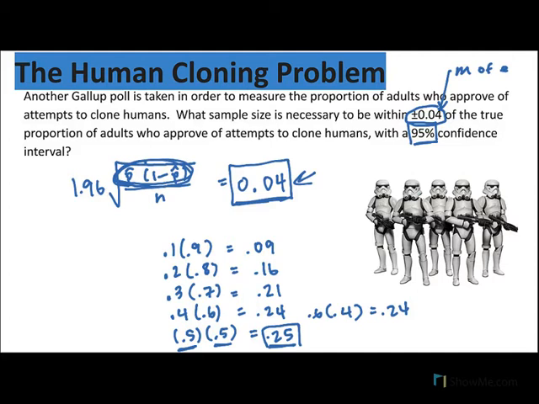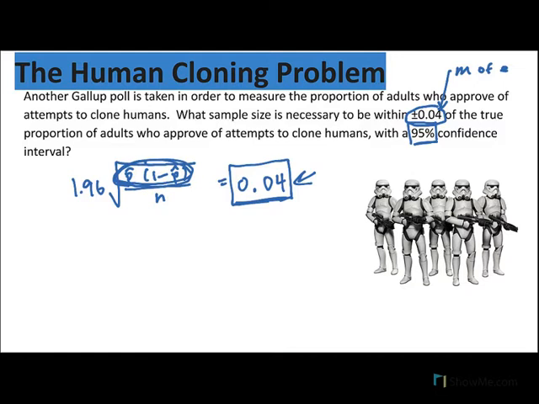So that is how I handle this type of problem. If I don't know what p hat is, or if I have no estimate whatsoever for what p could be, I'm going to use 0.5 so that the top of that fraction is the absolute largest value that we could get no matter what. So that's what I'm going to do here.